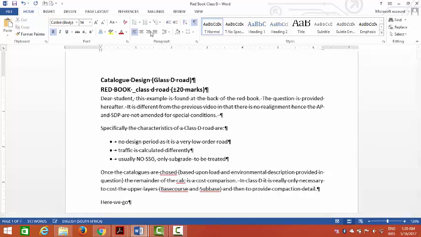Anyway, there are huge differences. So basically this is a shorter calculation than a higher order road. The differences are that there is no design period, and it's due to the fact that it's a very low order road, so it doesn't typically carry all the layer works of, say, a class B or class A road. Second of all, the traffic is calculated differently. In other words, the traffic is very low, and usually there's no selected subgrade, only a subgrade, which is typically the in situ material, which is typically treated.